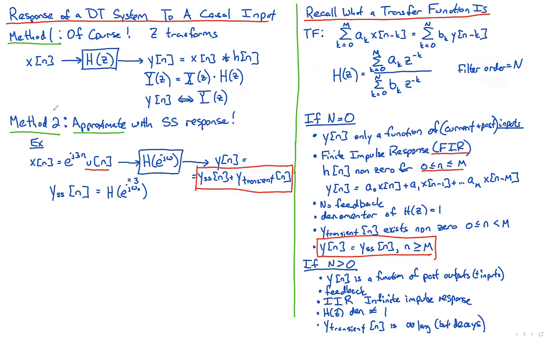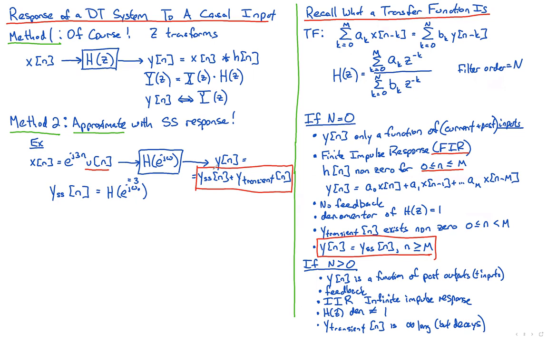Or we can say that even for a causal input, our output will be that part which is steady state plus a transient decaying part that's caused by the fact that the input suddenly switched on at time equals 0. And the transient part will decay. So we could get a pretty good approximation for our output by just simply saying it's the steady state response.